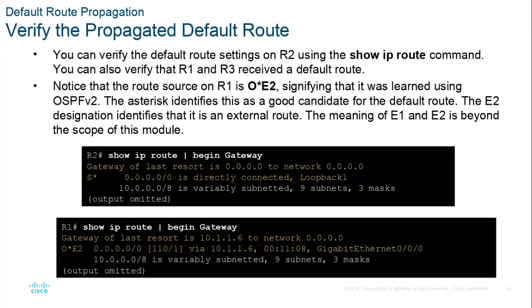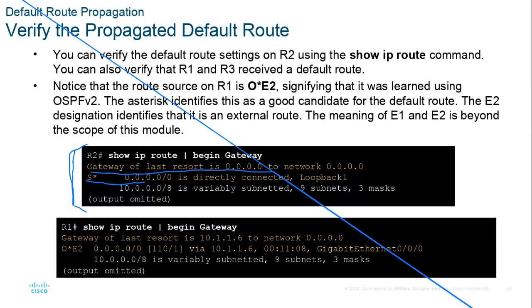Let's verify this. On the one router that we actually configured this on, R2 was the one that was connected to our service provider. And we see that the default static route is shown in the table as S for static. And the asterisk, the star, means this is the candidate default route. And the line here says gateway of last resort is, and it's been set.